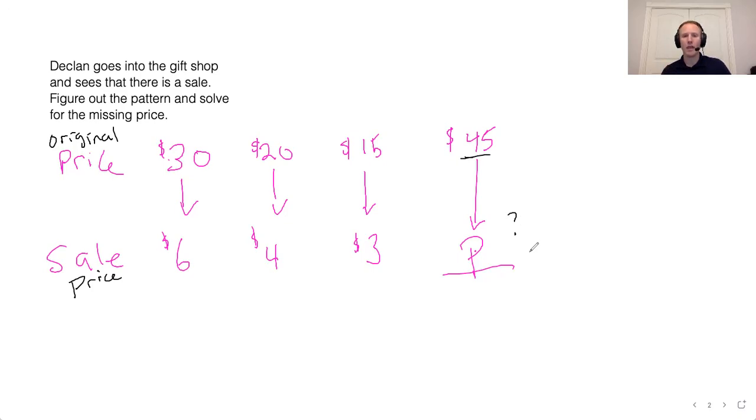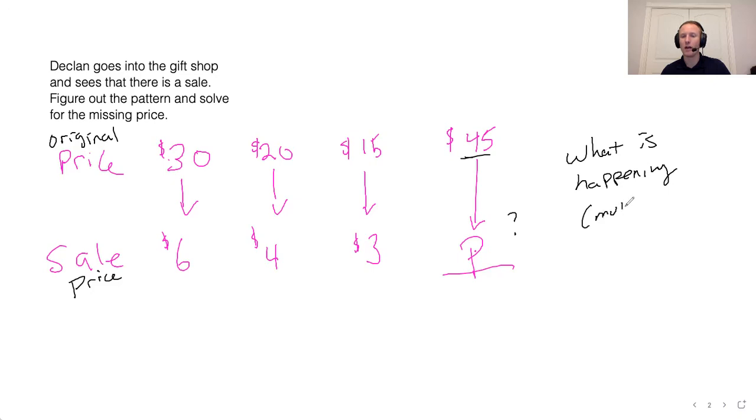Don't get to a problem like this and panic and be like, I don't know what to do. What you need to do is figure out the pattern. Like, what is happening to 30 to turn it into a 6? What happens to 20 to turn it into a 4? So, like, what is happening?